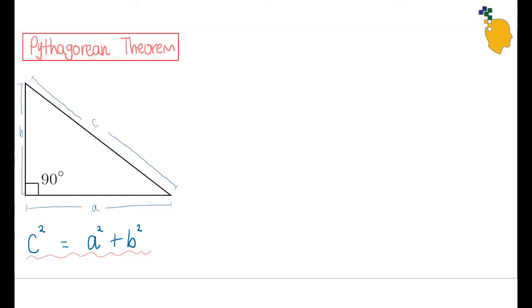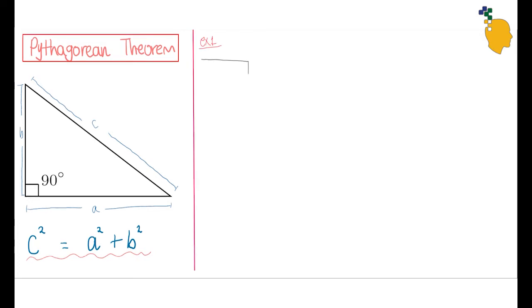And I'll show you how to use this formula to find any missing length of a right angle triangle. Let's start with example 1. We have a right angle triangle with side lengths 7 centimeters and 9 centimeters, and we want to find the longest side, which is x for this one.